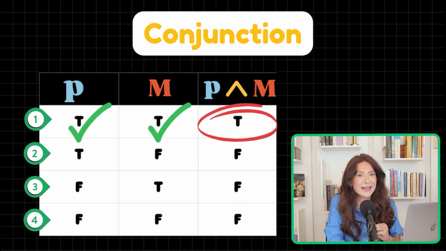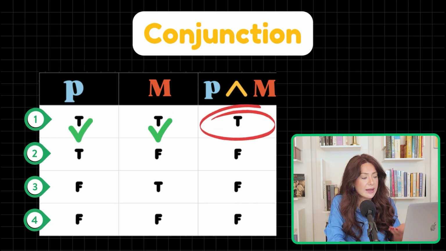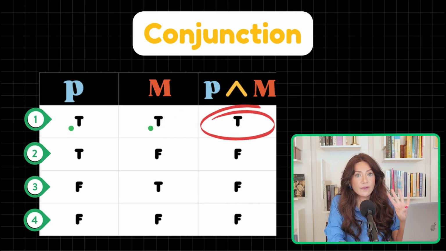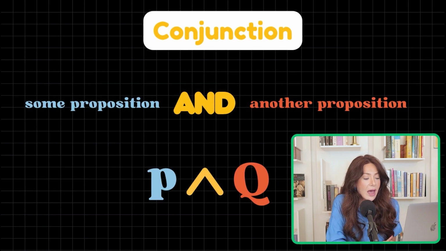Conjunction is quite demanding. It's very difficult to satisfy the conjunction condition. It's true only once out of 4 cases. It's only true in 1 row, as you can see here. Okay, let's talk about an actual mathematical example of conjunction.